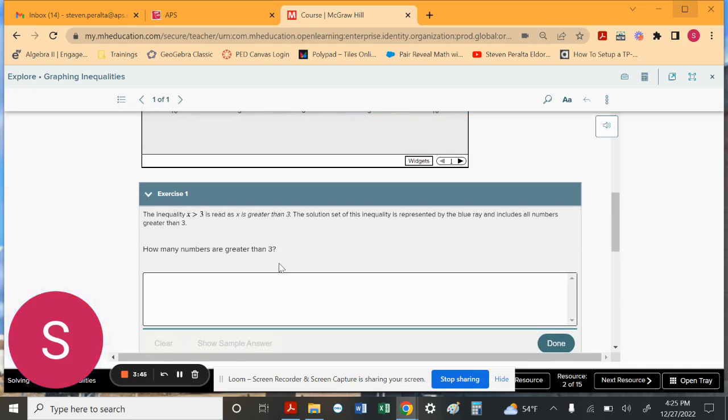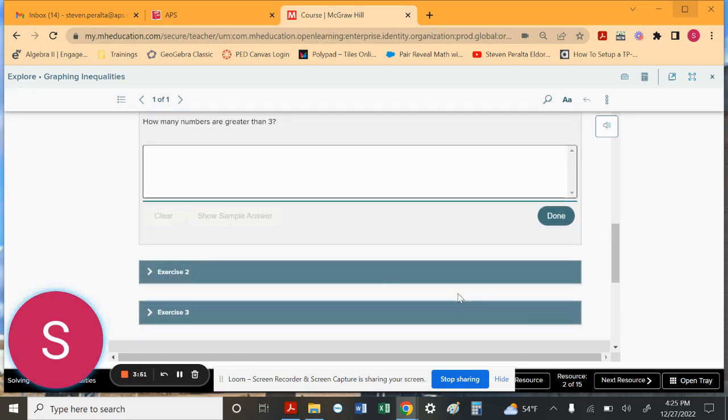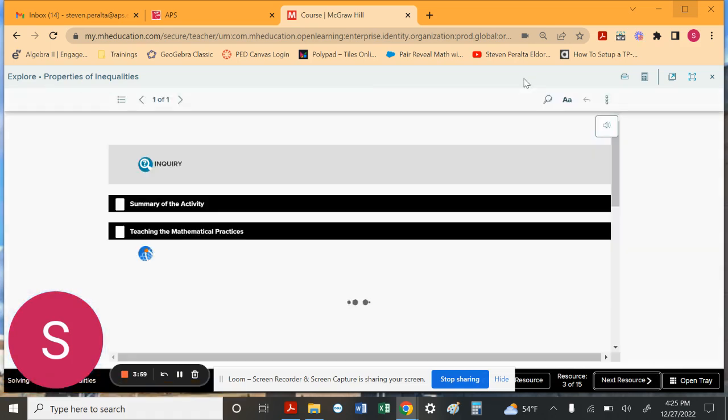How many numbers are greater than 3? An infinite number are greater than 3. So there's a bunch of numbers that are greater than 3. Anyway, we're going to move on to the actual problems and get to those so we can get started on this video. So, properties of inequalities.